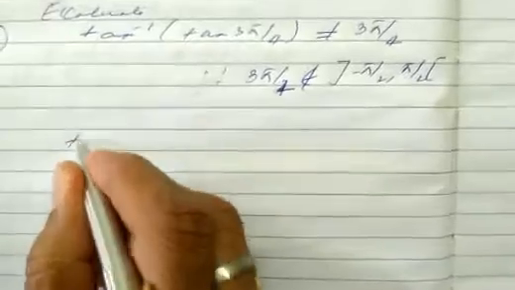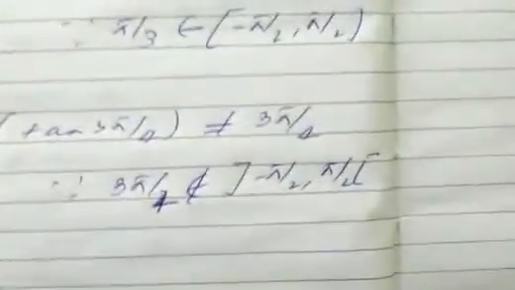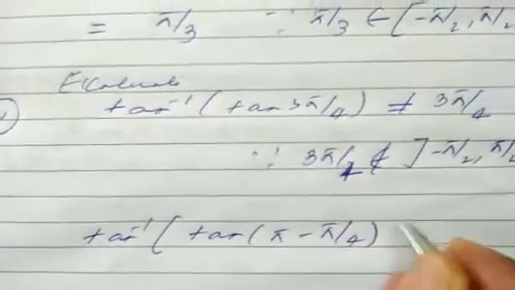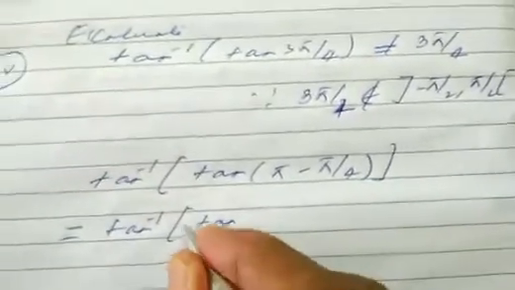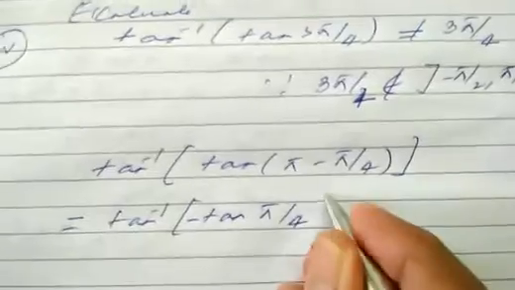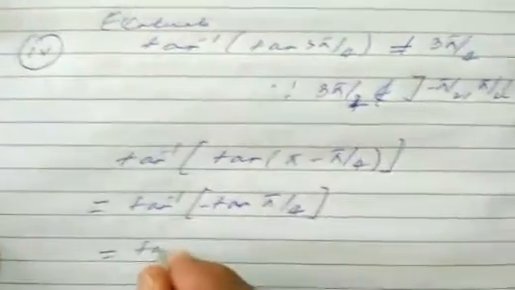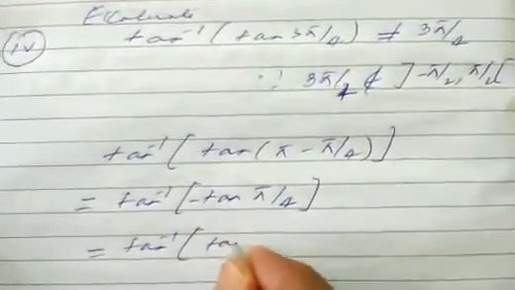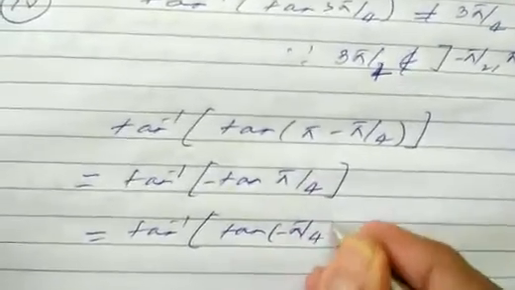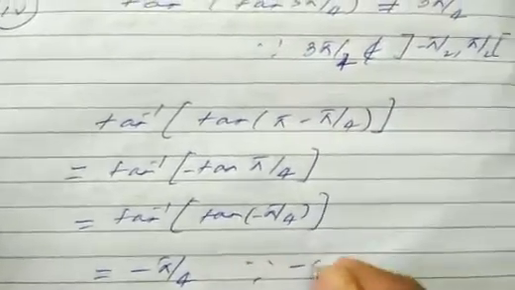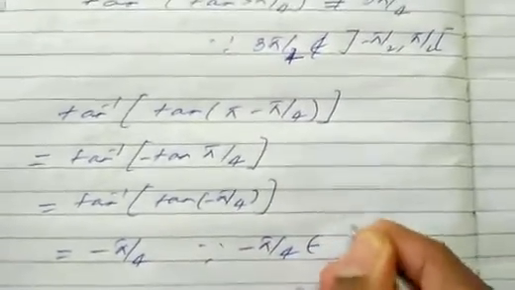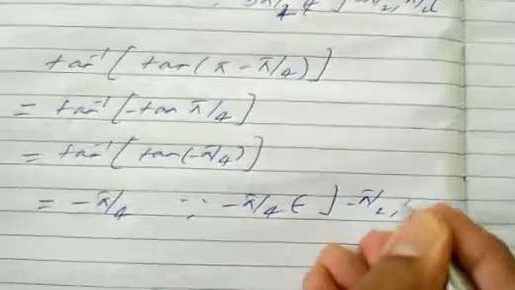What will we do? This is tan inverse of tan of pi minus pi by 4, which is exactly 3 pi by 4. This implies it is equal to tan inverse of minus tan pi by 4, because in the second quadrant tan is negative. But since tan is an odd function, the negative will go inside the angle, and now there is cancellation, and this is minus pi by 4, since minus pi by 4 belongs to minus pi by 2 to pi by 2.